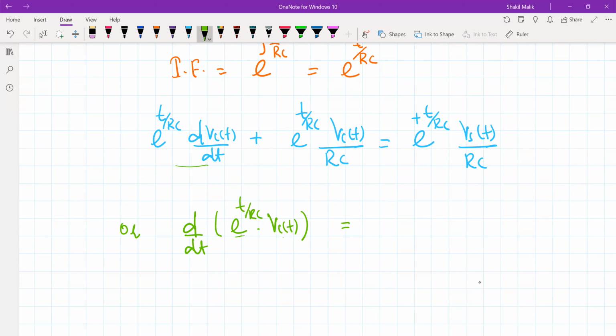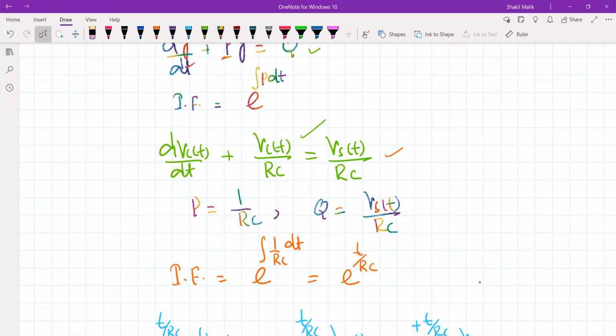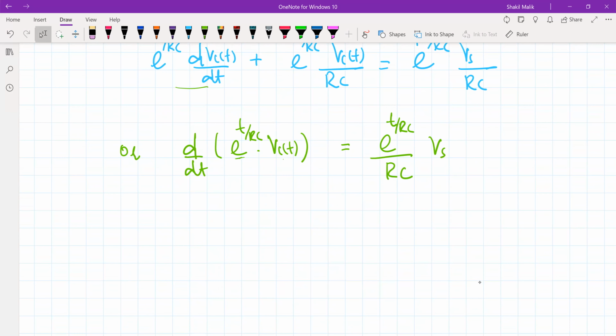And on this side, what we have is e to the power of t by RC divided by RC Vs. Sorry, Vs is not a function of time. It is a constant voltage, simply a battery voltage. So I have written it wrong here. Vs is not a function of time; it's a constant value. Now integrating both sides.